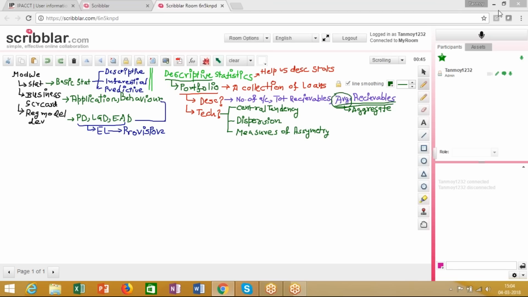Okay. So let's start talking about the measures of central tendency. What do we mean by central tendency? What is so central about this tendency? Say for example, let us take a set of values, like 29, 31, 30, 28, 32.